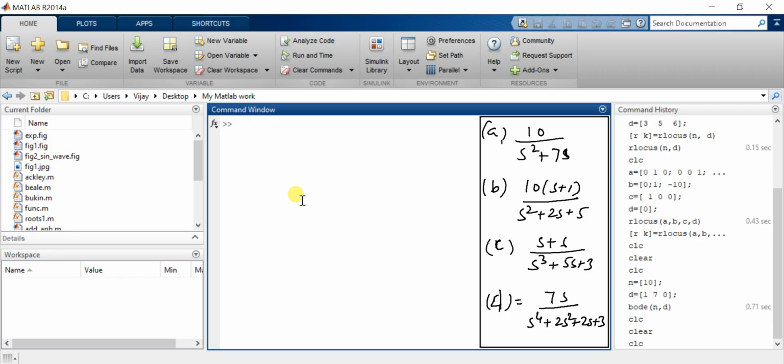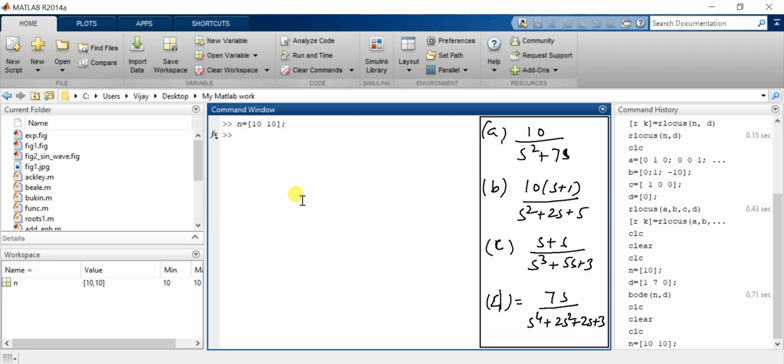Here we have to take n equal to the coefficient for s is 10, and that for the constant is also 10. Now the d matrix, the denominator matrix, should be the value of s square is 1, for s it is 2, and for the constant it is 5.